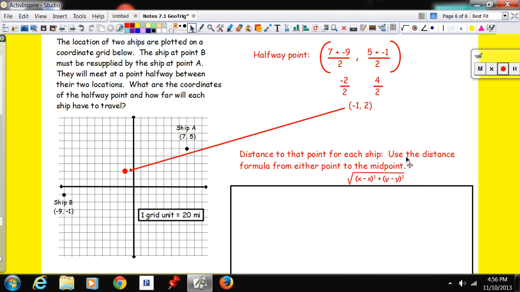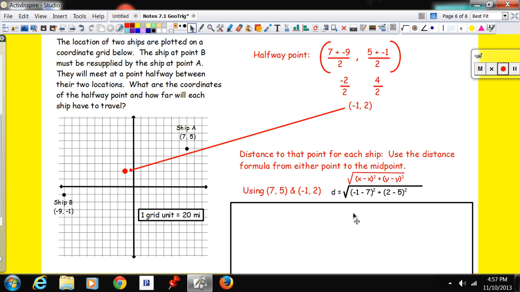So we're going to use the distance formula from either point to the midpoint. So you could pick the first point or you could pick the second point. And you just want to get from that point to the midpoint. Either way it's the same because, remember, it makes 2 equal pieces. So here's my distance formula once again. x minus x squared plus y minus y squared. So I'm going to use the 7, 5 because it's positives. I like positives better than negatives.